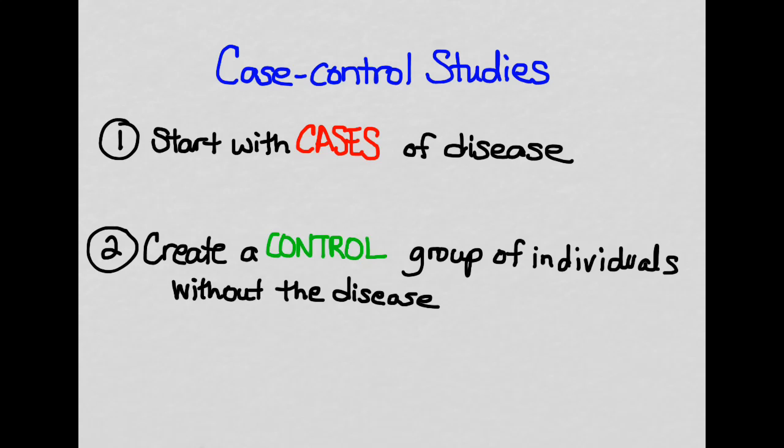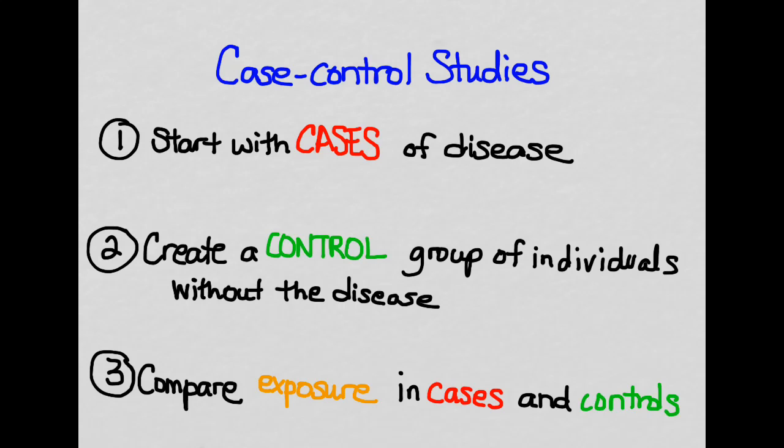Once you have the cases, then you create a control group of individuals who do not have the disease. And this is a tricky part of a case control study, and one of the reasons that these studies are sometimes problematic, because you have to figure out how to create the control group, and that's very challenging. The third thing that you do in a case control study is, now that you have your cases and your controls, you compare exposure in the cases and controls.